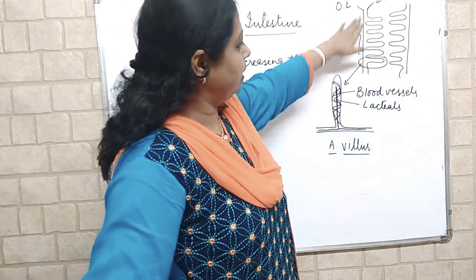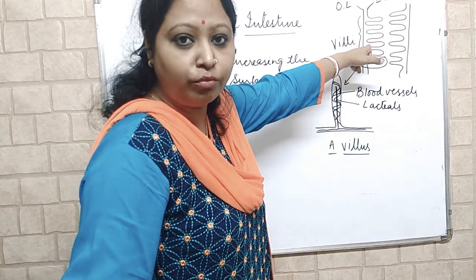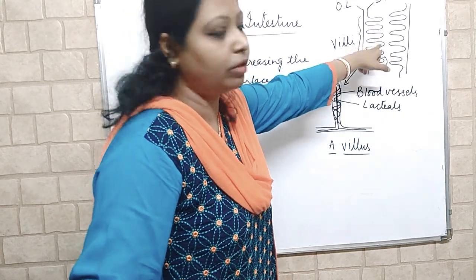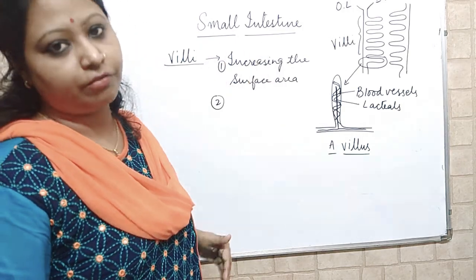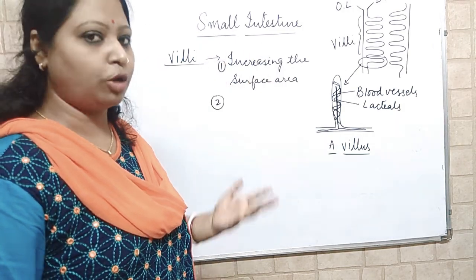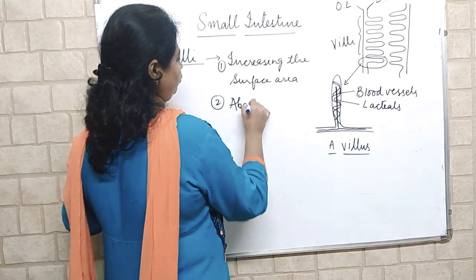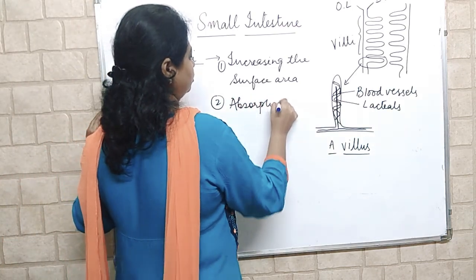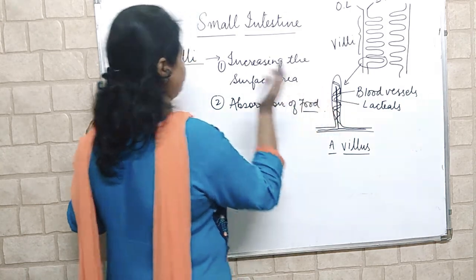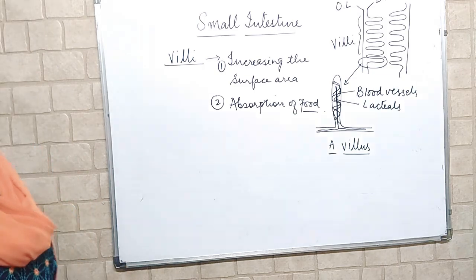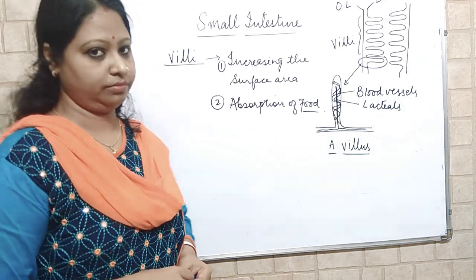Can you see the straight line and this curved line? Which one will have more length? The inner one will have more, and when you extend it, it will have more. So it is increasing the surface area for absorption. Then it helps in absorption of food. Absorption of food takes place in the small intestine. Absorption of water will take place in the large intestine.